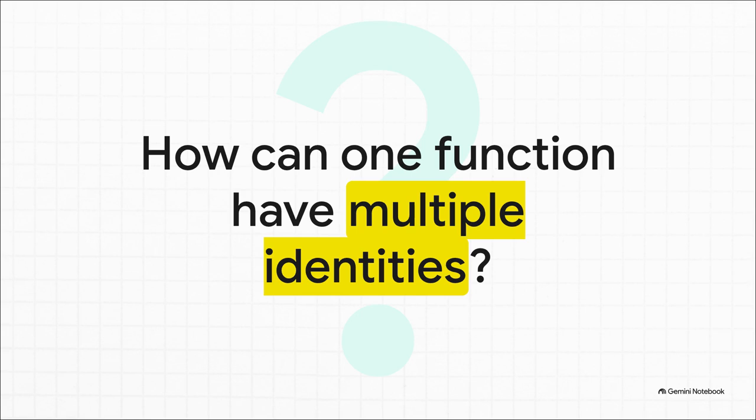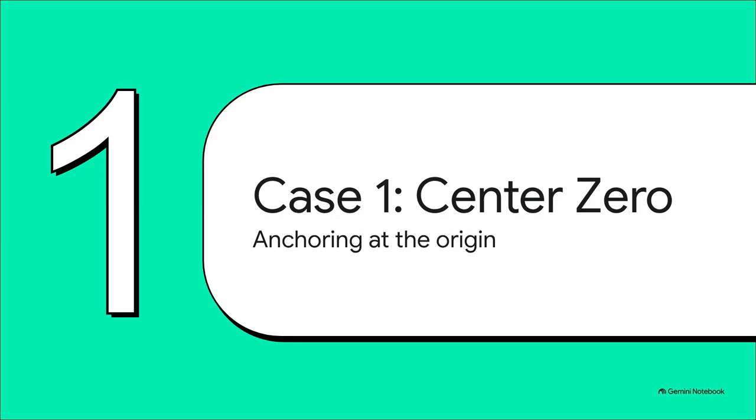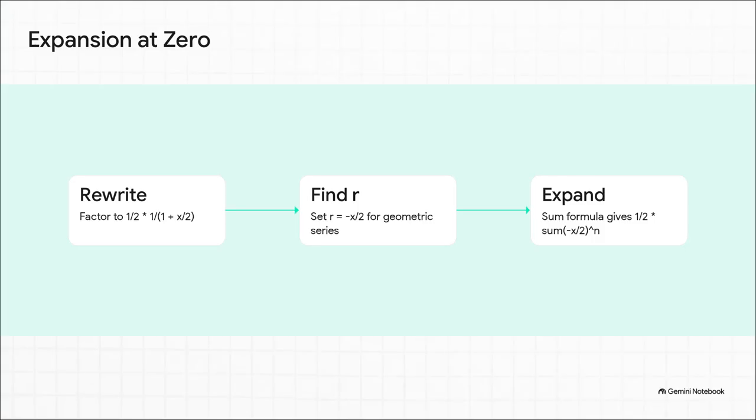How exactly can one single function give us completely different series representations? Like, how does the exact same mathematical curve manage to wear completely different disguises just based on where we're standing? Well, let's find out. All right, case 1, center 0. Let's start by anchoring ourselves right at the origin. So we're going to build a power series firmly tethered to 0.